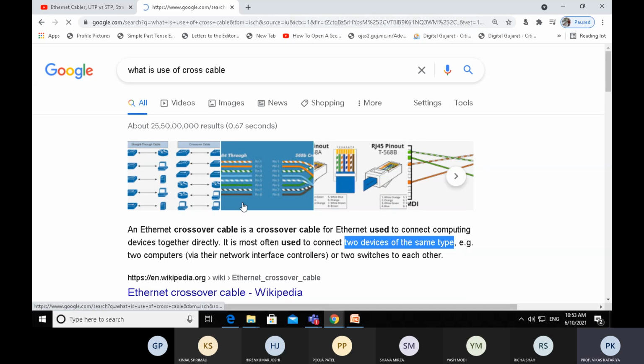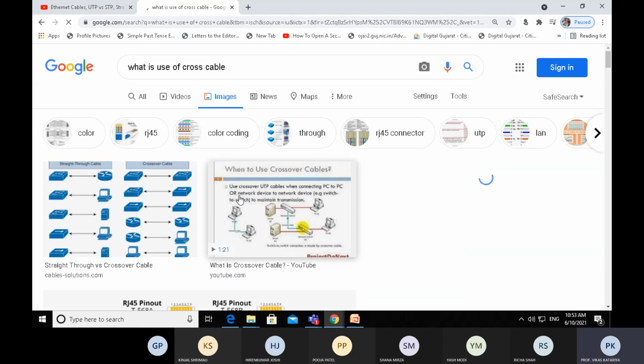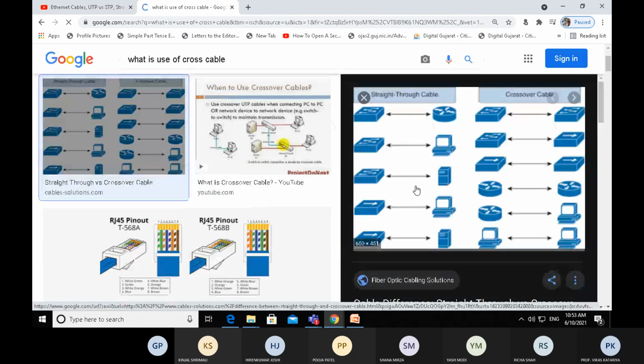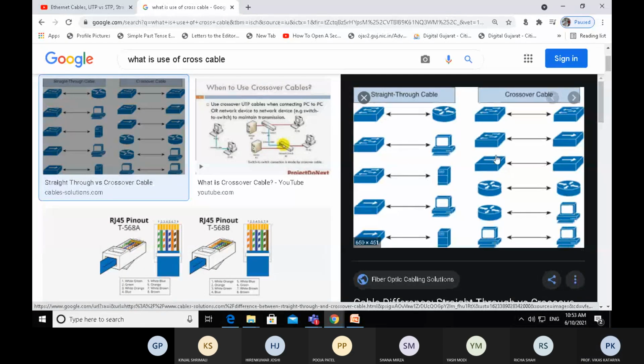This is the image which indicates two routers can be connected. Using a crossover cable, two routers can be connected directly. Two switches can be connected by using a cross cable. Two workstations, two servers, two desktops, two laptops can be connected by using a cross cable.